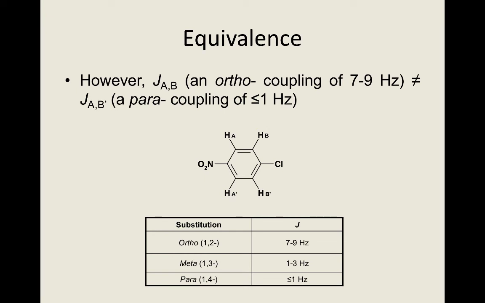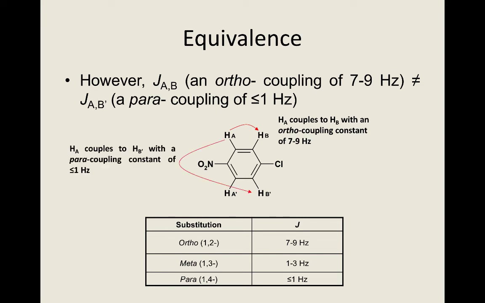However, if we look at the couplings of HA to other protons, we can see that they're not the same. HA couples to HB with an ortho coupling constant of around 8 Hz. HA couples to HB' with a para coupling constant of less than 1 Hz. Therefore, protons B and B' are chemically equivalent, but magnetically inequivalent to each other.